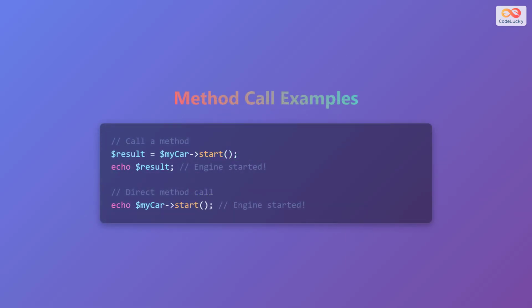Let's look at some examples of calling methods. First, we call the start method on our myCar object and store the result in a variable called $result. Then we echo the value of $result, which outputs "engine started." You can also call the method directly within an echo statement, as shown in the second example. Both approaches achieve the same result: executing the method and displaying its return value.